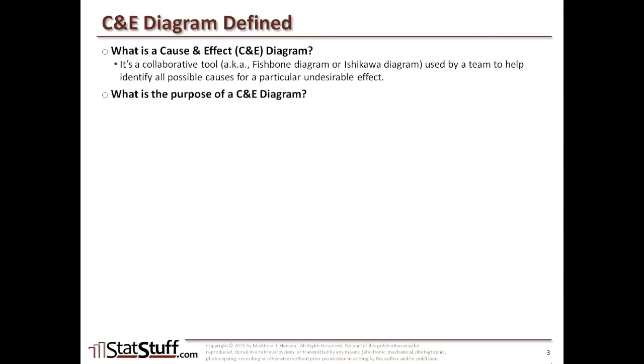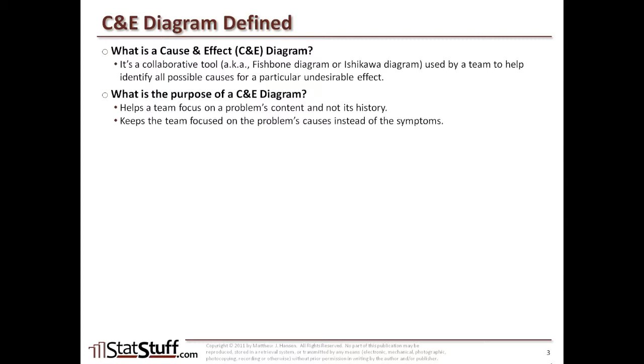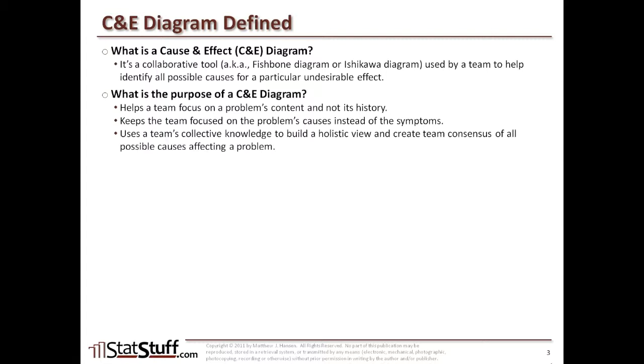So what's the purpose behind the C&E diagram? Well, it helps the team to focus on the problem's content and not on the history behind the situation. As well, it keeps the team focused on the problem's causes and not on the other symptoms. And also, it uses the team's collective knowledge to build a holistic view and create the team consensus of all the different possible causes that could be affecting the overall symptom or problem that you're trying to solve.